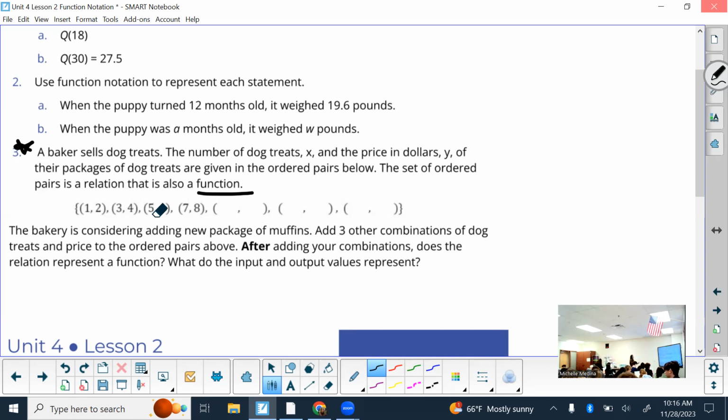The bakery is considering adding a new package of muffins. I feel like they meant dog treats, but whatever. Add 3 other combinations of dog treats and price to the ordered pairs above. And then after adding their combinations, does it still represent a function? So still try this. Add some combinations of dog treats and their prices in coordinate form and be able to tell me if it's still a function or not.